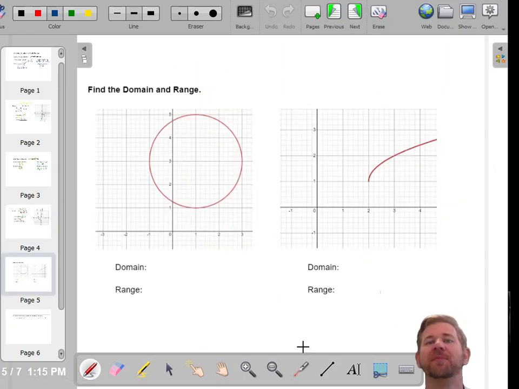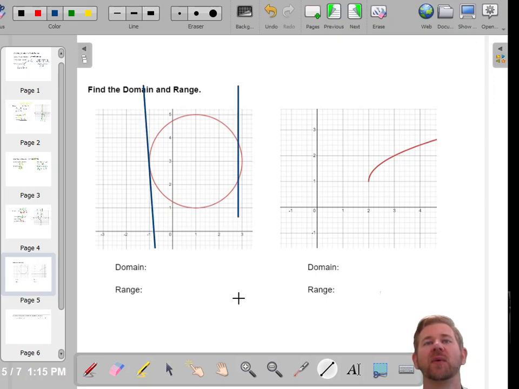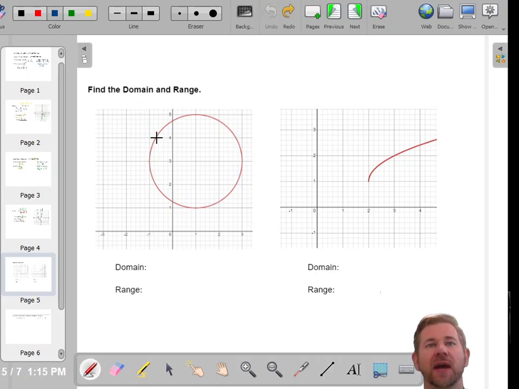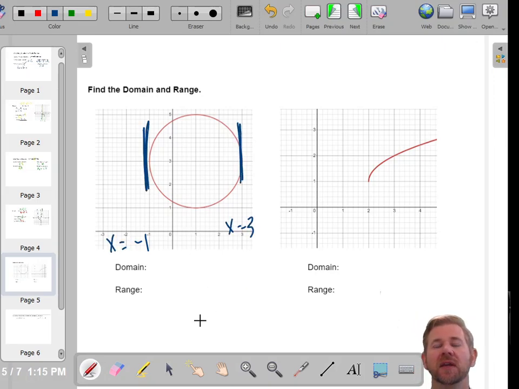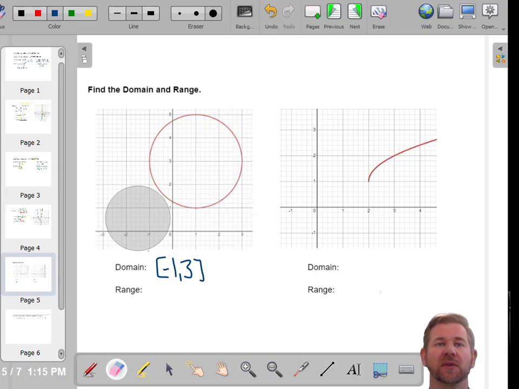Domain and range. So domain, we're looking left and right. So I'm like, okay, what's the furthest left I go and what's the furthest right I go? This is -1 right here, x equals -1. And this is x equals +3. So in interval notation, the way we say that is -1 to 3 with brackets because they are on the function. Or it's not a function, but they're on the relation.